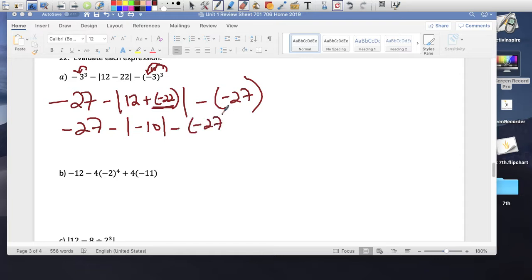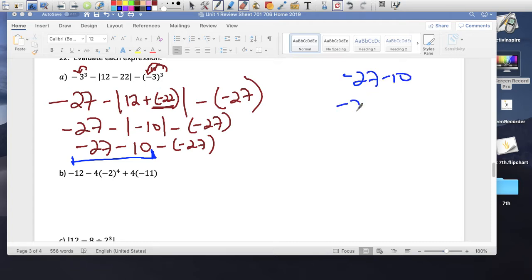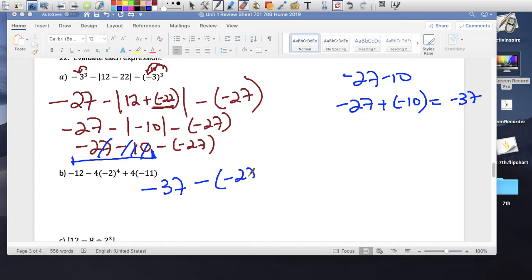So I'm not doing much of anything except working on the brackets inside the absolute value. Negative 27 minus the absolute value of negative 10, which is 10, and then minus negative 27. So now I just have a very easy subtraction problem. Let's do these two first, up to here. Negative 27 minus 10 becomes negative 27 plus negative 10. They're both friends, and that gives me negative 37. So that whole thing I'm going to replace with negative 37, and then I'm going to add the minus 27.